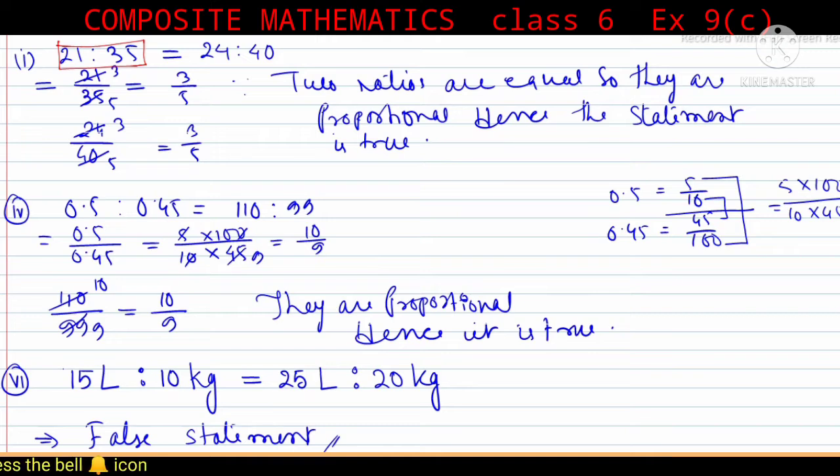So first of all we will find out ratio of 21/35. So we will find out the common factor. What number it is cancelling out? So 7 3s are 21, 7 5s is 35. So it is 3/5. Next 24/40, what number it is cancelling out? With 8. So 8 3s are 24 and 8 5s are 40. So it is 3/5.